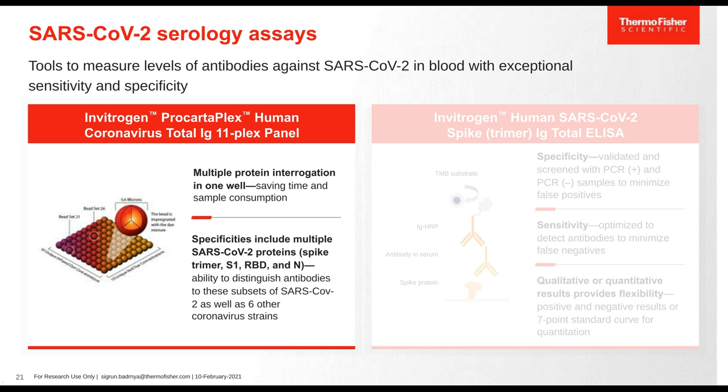So besides the SARS-CoV-2 IG Total ELISA, the new serology multiplex panel on our ProcartaPlex platform provides a comprehensive screening tool to capture antibodies to more than one SARS-CoV-2 specific antigen and allows to distinguish antibodies to these subsets of SARS-CoV-2 as well as to other related coronavirus strains while saving time and also resources.